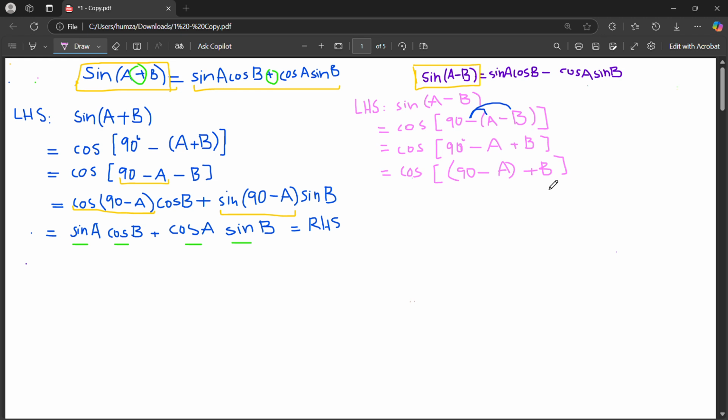Now we can expand this by using the rule cos A plus B, which will give you cos A cos B minus sin A sin B. So if we apply that rule of cos A plus B, we will say cos (90 minus A) cos B minus sin (90 minus A) sin B.